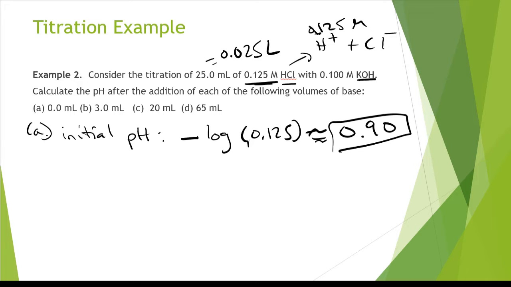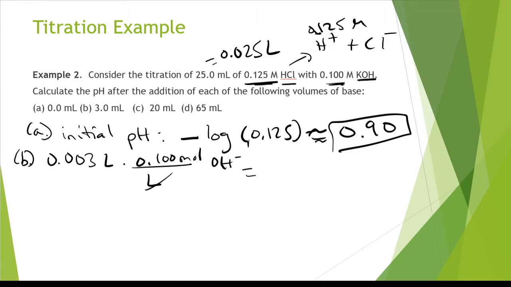And then for part B, let's go ahead. Well, hopefully we have enough room. Part B, that's going to be 0.003 liters of base, right? So let's find out how many moles we have. Well, we have a concentration of 0.100 moles of OH minus per liter. Liters cancel. Leaves you with, it's going to be very small, 0.0003 moles.